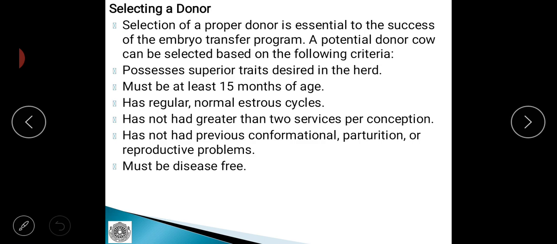has not had previous conformational, parturition or reproductive problems, and it must be disease-free.